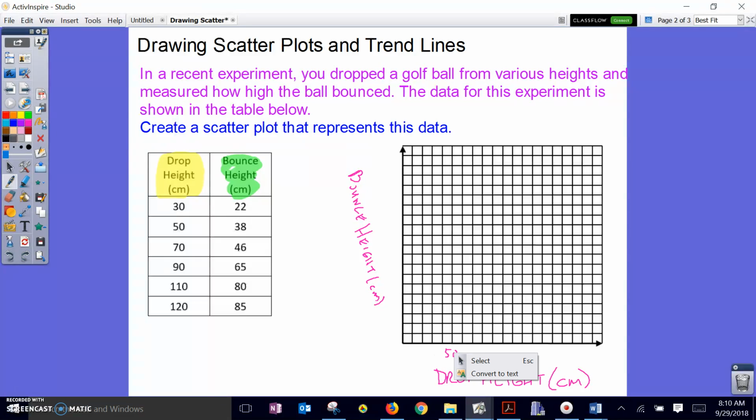If each block is worth 10, then the fifth block is going to be worth 50, and the 10th block is going to be worth 100, and so on and so forth. And now I have my horizontal axis labeled. I could choose to label my vertical axis with the same, but the numbers are a little bit smaller. I'm going to choose to have each block here stand for 5.